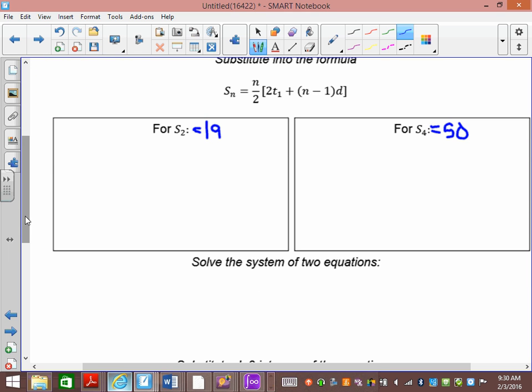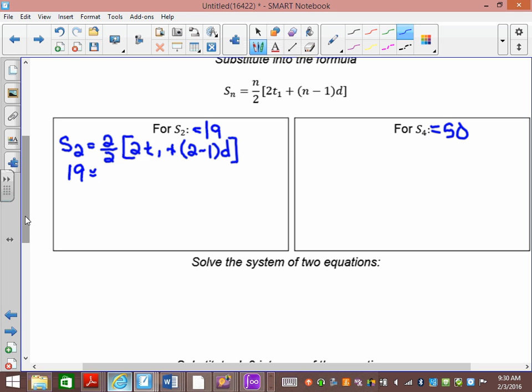So we go S2 equals, we're just filling in the formula, 2 over 2, 2T1, I don't know T1, plus n, which is 2 minus 1, D, I don't know D. Now, most people get to this point and they're like, okay, this isn't bad. What do they forget to do? What else can you fill in? S2. You can fill S2 in for 19, right? Don't forget to do that. So that's the common error, is that people forget that you can fill that S2 in for 19 because the sum of two terms is 19.